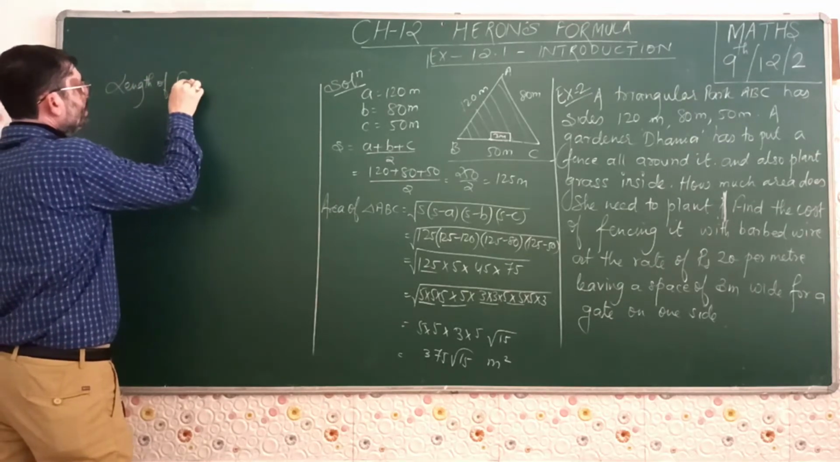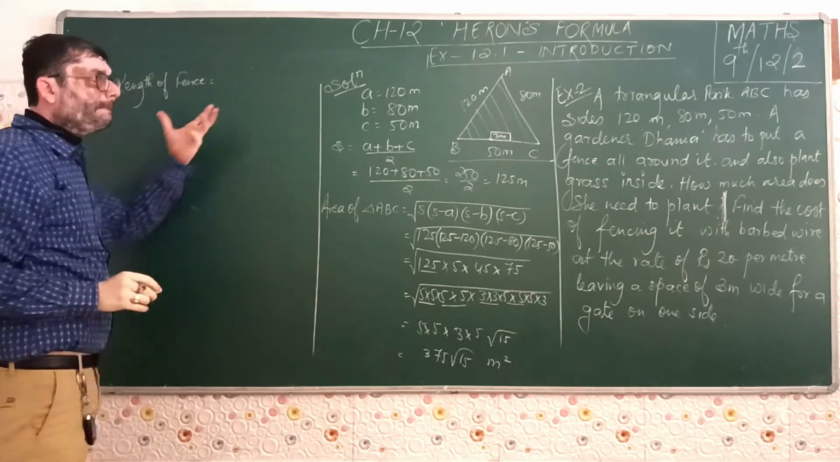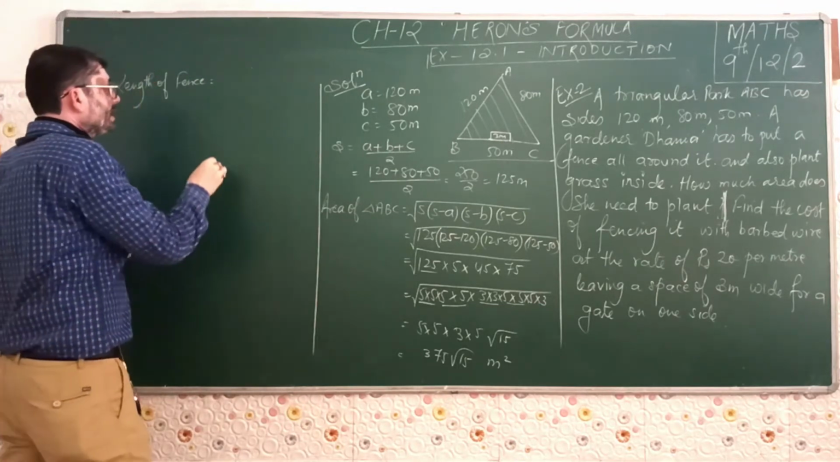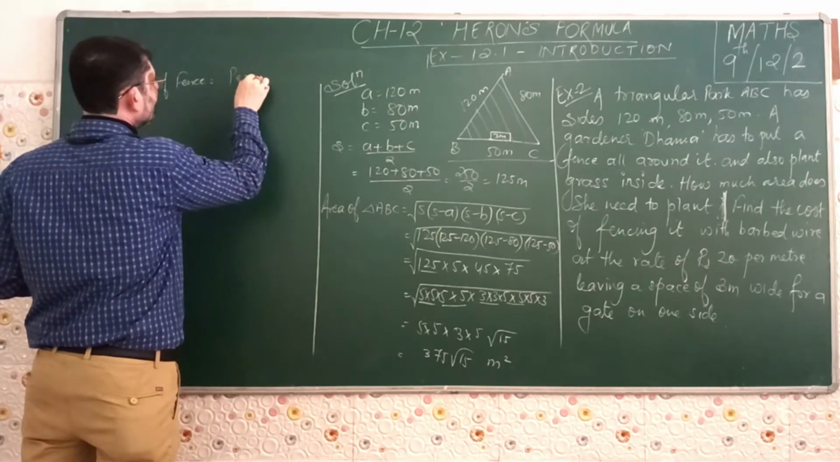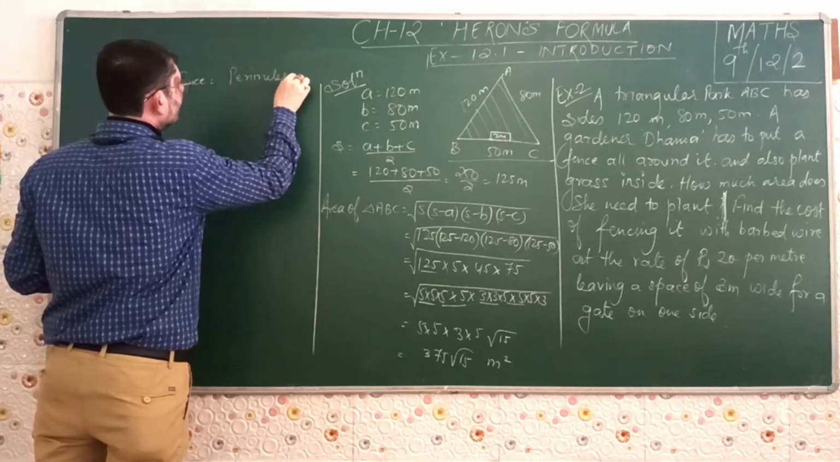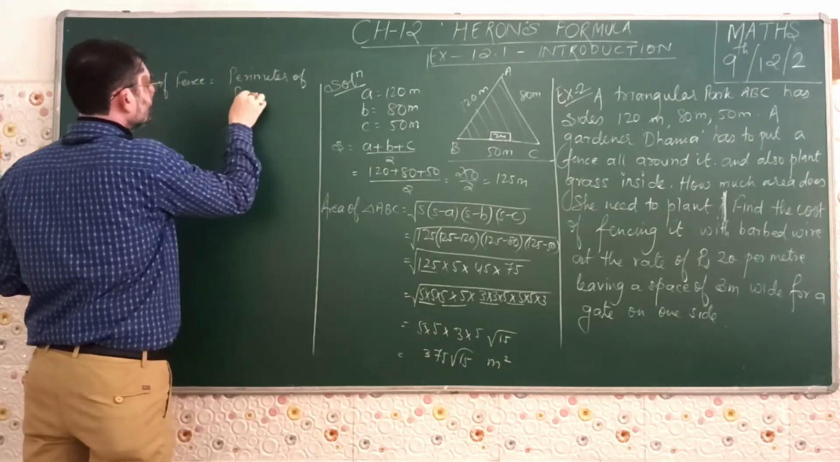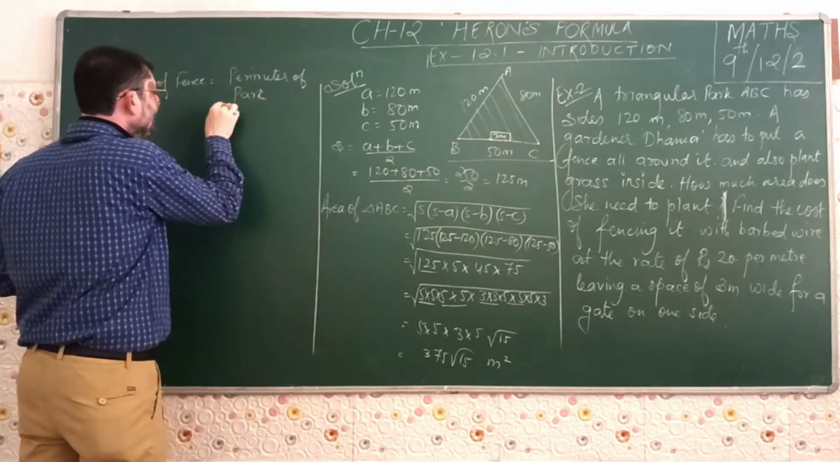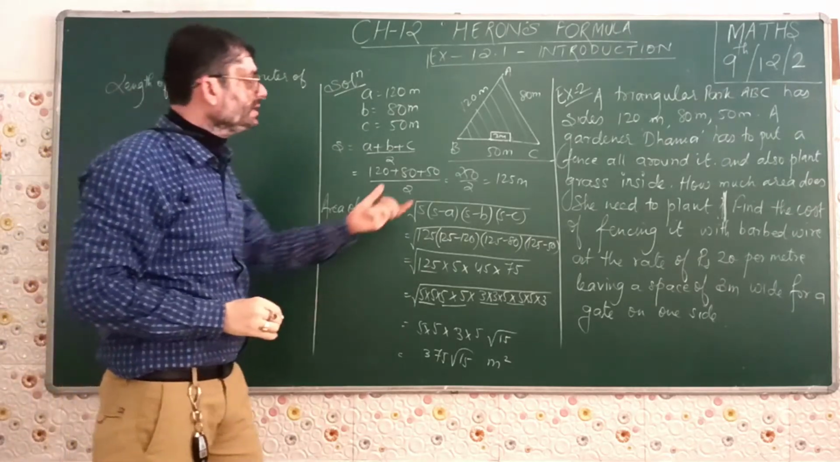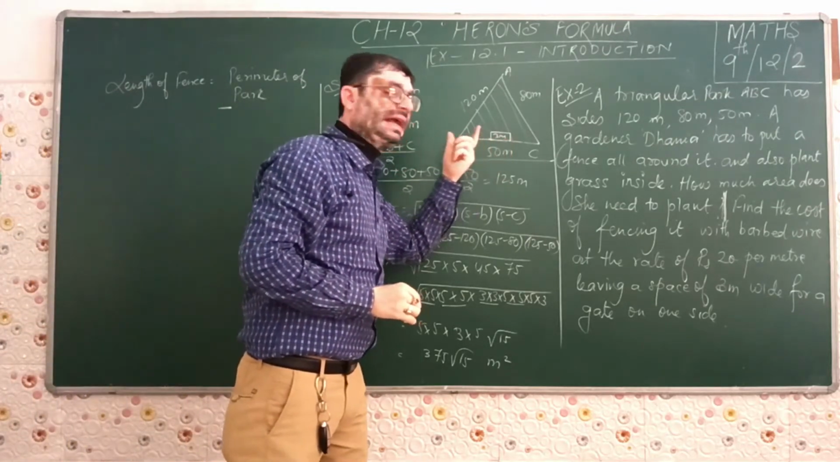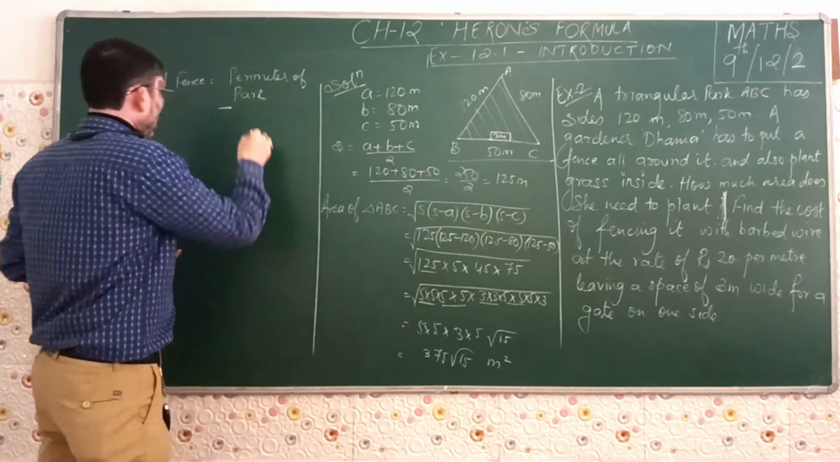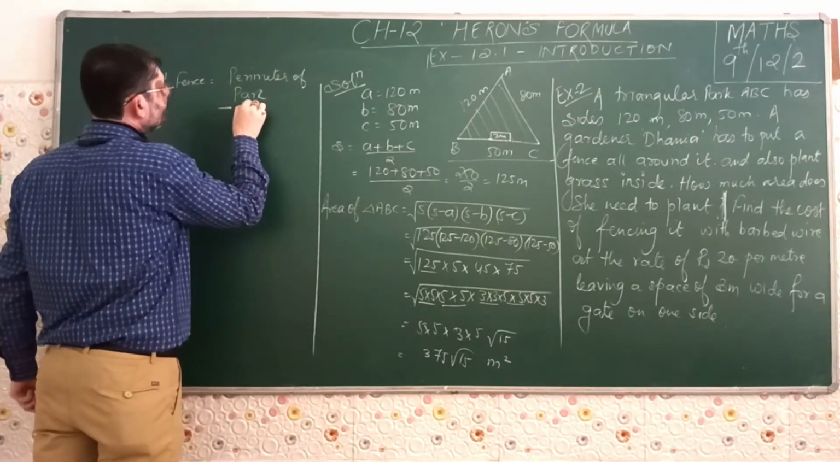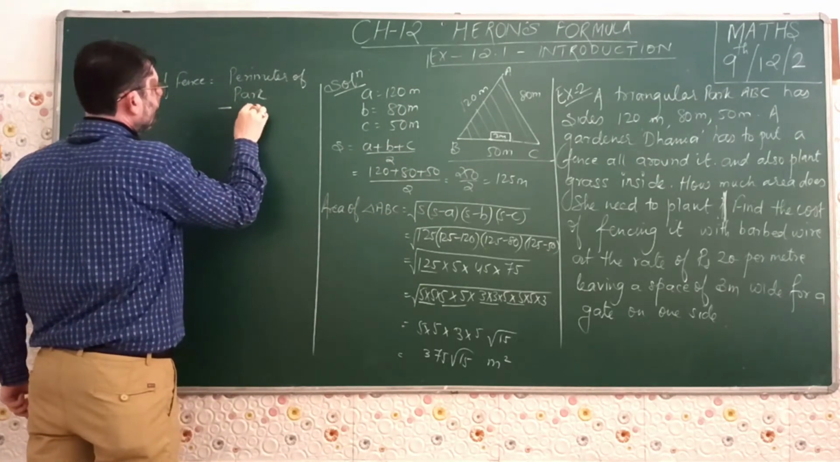Length of fence, and that is the boundary that we have seen. So that will be the perimeter of the park, minus, what will be minus in? We will be leaving a 3 meter gap for the gate. This is for the gap of 3 meter.